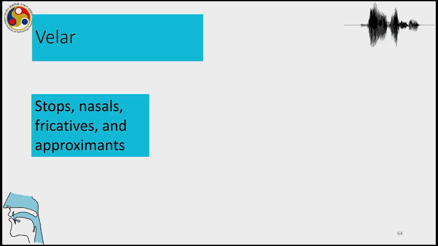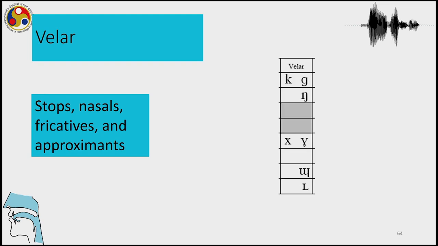So then among the back sounds we also have velars. So velars can be stops, nasals, fricatives and approximants. So velar stops and velar nasals are quite common across languages. The velar fricatives and the velar approximants may not be very common, but the stop contrasts are found in plenty of languages of the world.